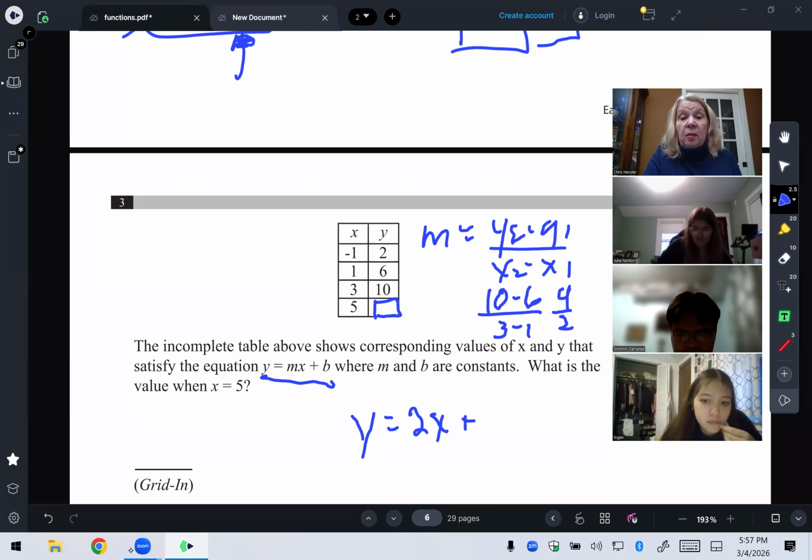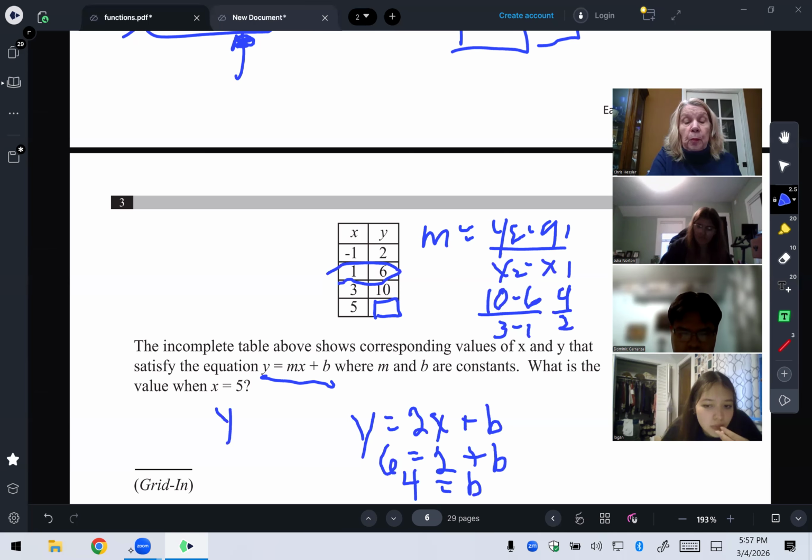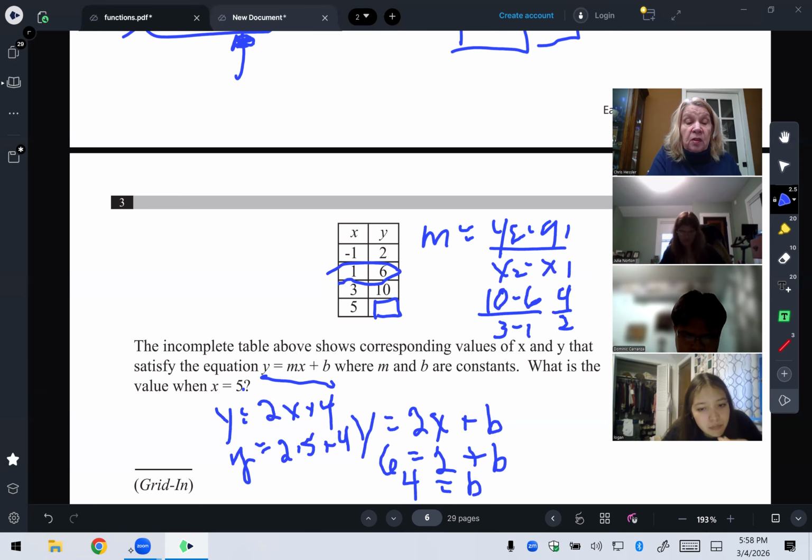And we can solve for the b by putting in, well, let's just put in 1, 6. So 6 equals 2 times 1 plus b, so b is 4. So I have my equation, y equals 2x plus 4. I'm putting 5 in for x. So y equals 2 times 5 plus 4. 10 plus 4 is 14, and that's what goes in there.